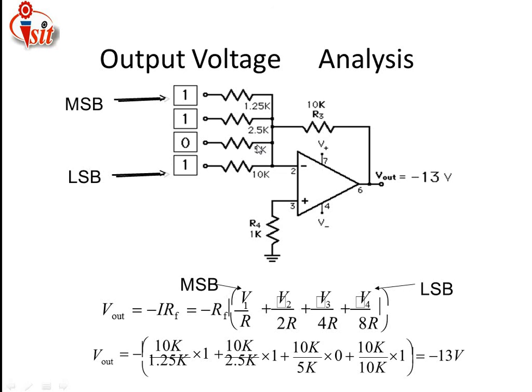Then next is 4R. 4R means 1.25 multiplied by 4, and the value that comes is 5k. And the last value is 1.25 multiplied by 8, and the value that comes is 10k.